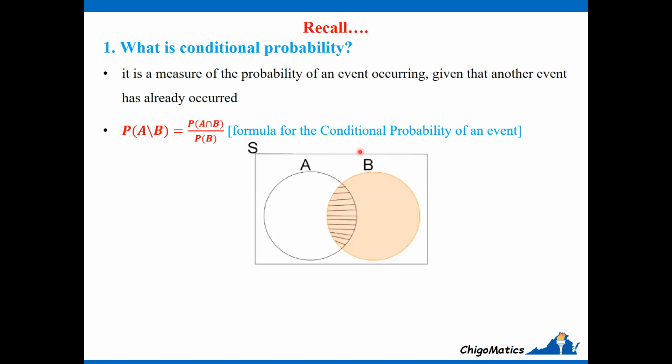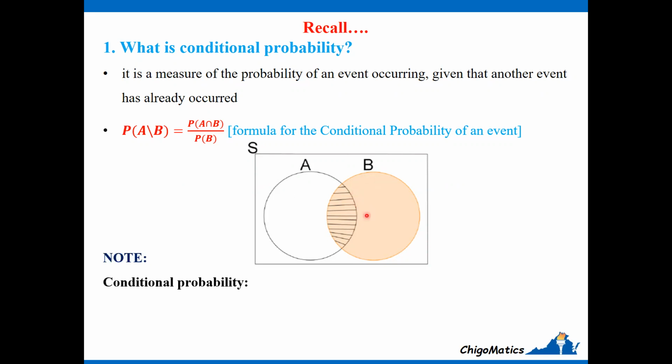This formula can be understood when you look at this Venn diagram, where we have the sample space, then the sets A and B. When we say the probability of A given that B has occurred, that means we have reduced the sample space from S to B. So the probability we want is the striped area. We simply say probability of the intersection over the probability of our new sample space.